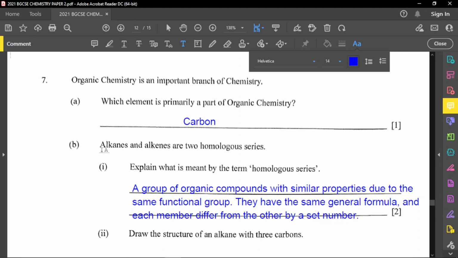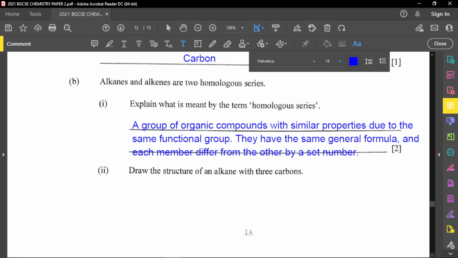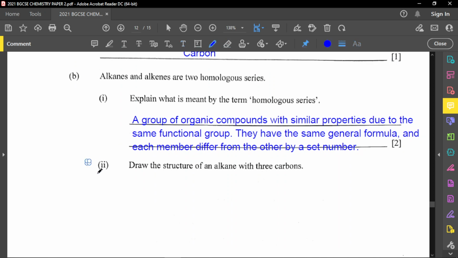All right. Draw the structure of an alkane with 3 carbons. That's the next part of the question here. So draw an alkane with 3 carbons. Alkanes have single bonds. They are saturated hydrocarbons. So if you say 3 carbons, the first thing to draw is the 3 carbons, and then make sure that there are single bonds between each other. That's alkane, ANE. And then remember that each carbon can have a maximum of 4 bonds.